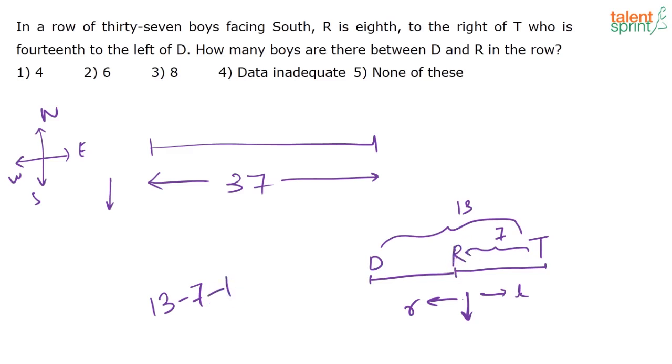So you have to remove R also, because they are asking us how many people are there between D and R. That is 13 minus 7 minus 1, which is equal to 13 minus 8, which is equal to 5. So the answer for this question is 5, which is not there in the options, so you should take it as none of these. Is it clear? Yes, 13 minus 7 minus 1 is equal to 5. No doubts here, right? Shall we move on to the next question?